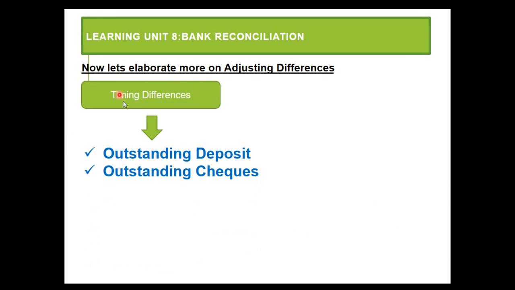The timing differences, remember what I said? The timing differences are those amounts which are appearing in our books, but not yet on the bank statement. I said the timing differences are always recorded in the bank reconciliation statement. For example, outstanding deposit. It means this deposit is appearing in our books, but not yet on the bank statement. Outstanding checks means these checks are issued to pay someone, but they are not yet reflected on the bank statement. So they are called timing differences. They go to the bank reconciliation statement.